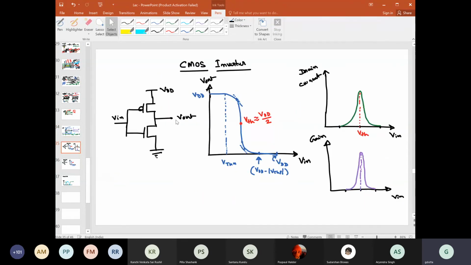So hereafter, let us come back to the slide where we started today. This is the CMOS inverter and this is the VTC of that. You know this point. Till the threshold voltage of the NMOS transistor, you will have a flat characteristic here, which is constant VDD.